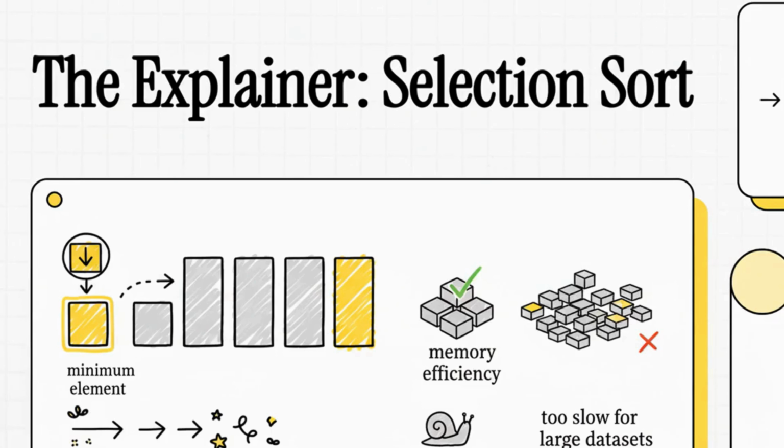All right, today we're going to break down one of the absolute fundamentals of computer science, selection sort. If you've ever wondered how a computer takes a totally jumbled mess and turns it into a perfectly ordered list, well, this is one of the first, simplest ways it can happen.